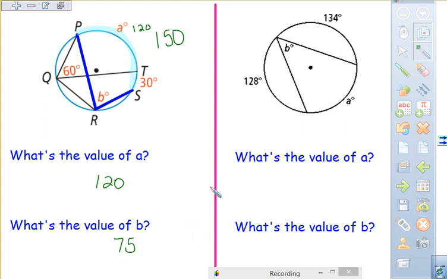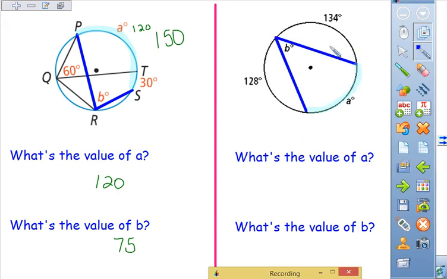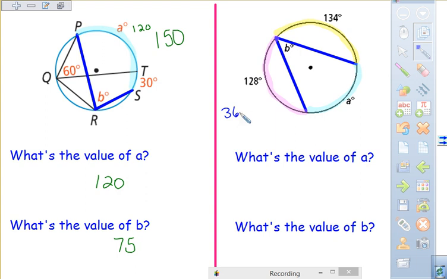Please pause the video and try the second example. Here's the solution. What would the measures of yellow plus pink plus blue arcs be? Right, 360. So, if I take 360 minus 134 minus 128, I get 98 for the measure of arc A degrees. So the value of A is 98.